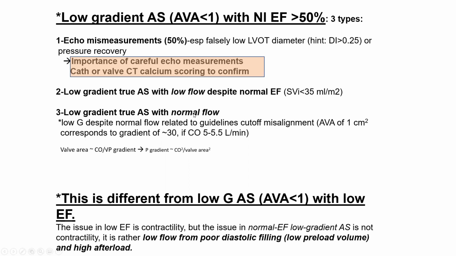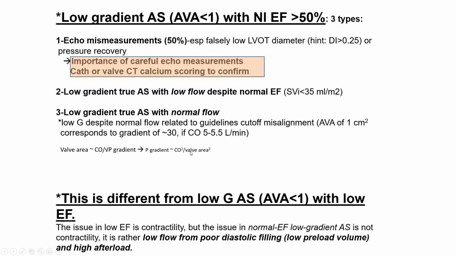So under normal flow condition, you have misalignment of guidelines cutoff. A valve area of 1 may not correspond to a gradient of 40. It's more a valve area of 0.8 that corresponds to a gradient of 40. That said, the echo guidelines are appropriate because you want to pick a gradient cutoff that is very specific. But keep in mind, there is a caveat. Once your valve area is 1, several prognostic studies show that under normal flow condition, with a valve area of 1 and a low gradient, prognosis is still improved by valve replacement.